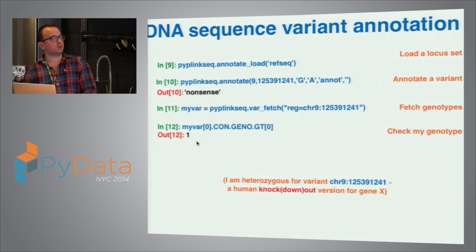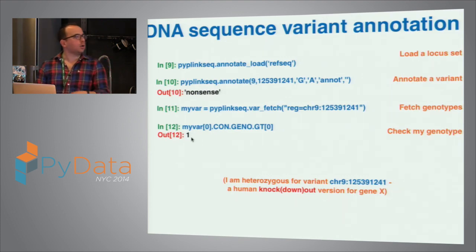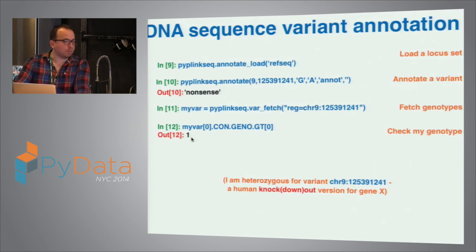And what you can see is that 0 codes that the genotype is reference homozygous, which means that you don't have the mutation. 1 means that you are heterozygous, which means that you have one copy of the mutation or the variant. And 2 means that you're homozygous for the mutation, meaning that you have 2 copies, meaning that you're likely to have a complete knockout version of that gene. So here I can say that I am heterozygous for this variant, and because of the ability to annotate the variant, I'm also able to say that for this particular gene, I'm a human knockdown version for gene X.